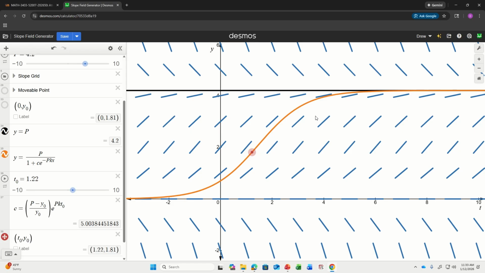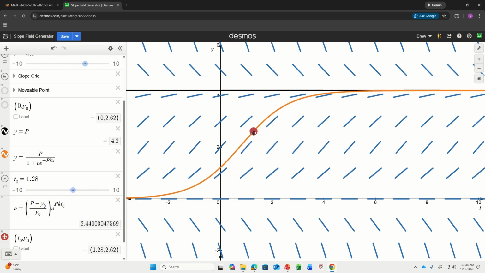And what I really like about Desmos in solving ODEs is I can take my initial values and quickly choose a new initial time and choose an initial number of people infected, and Desmos will automatically tell me now what the solution curve is going to look like, what the trajectory looks like.